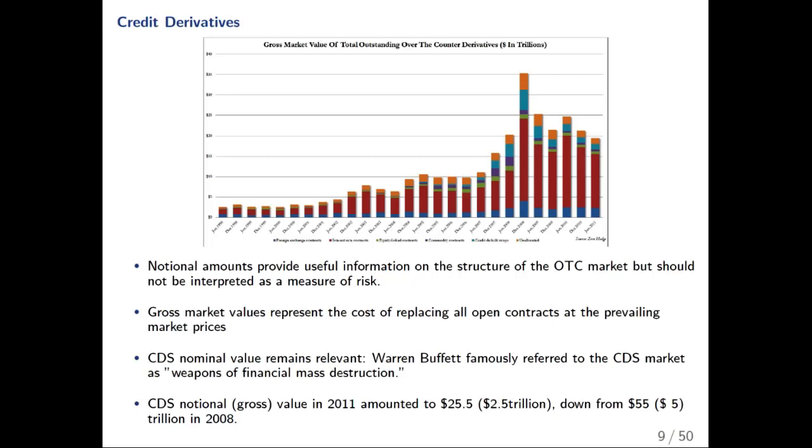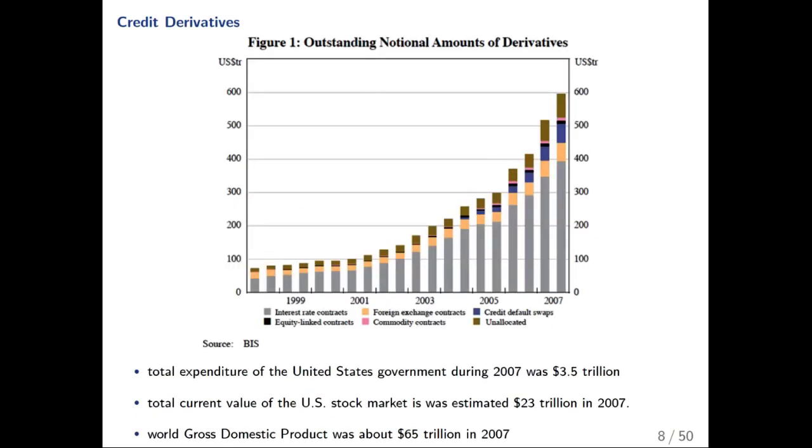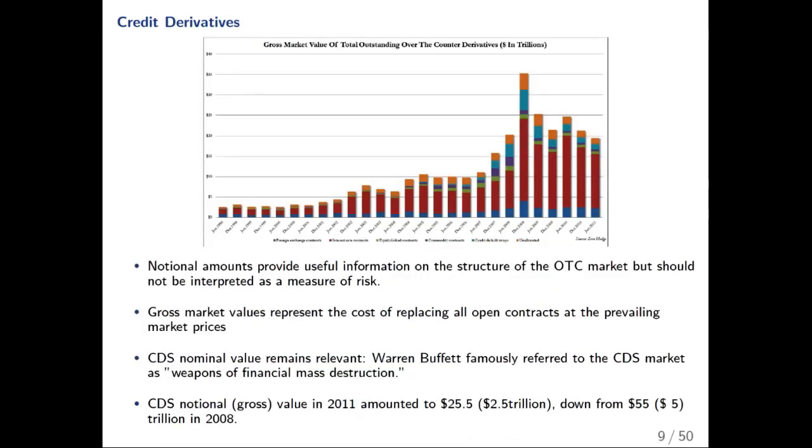The size of the interest rate derivatives market just before the financial crisis was about $20 trillion. So $20 trillion is still an enormous number. It's 5 or 6 times the size of US government spending, in gross terms, the cost of replacing all outstanding contracts. CDS, on the other hand, is the blue line here. So that is the gross value of CDS.